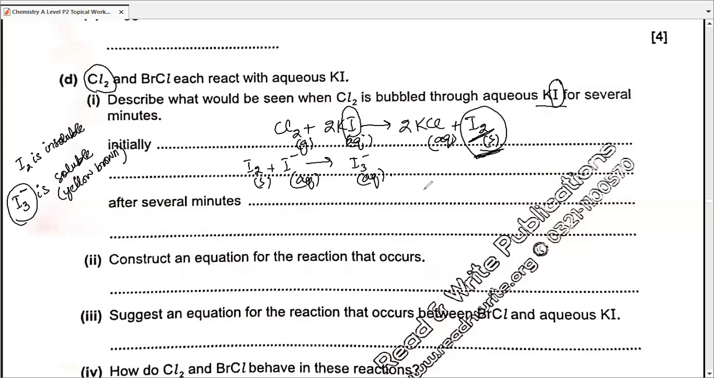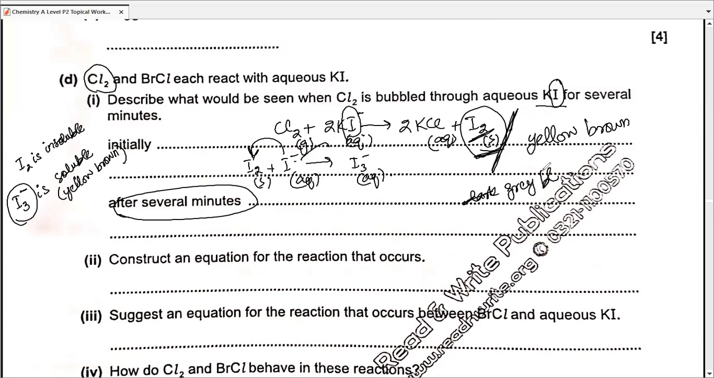All right. So, keeping this in mind, this would give you the idea that initially this system is supposed to give you the yellow brown color because initially we'd have some of the iodide ions and I2 both in the system. But after several minutes, since all of the iodide ions would be converted into I2, there should be just gray black solid sitting at the bottom of the solution. I've been saying liquid a couple of times now. Gray black solid sitting at the bottom of the solution.